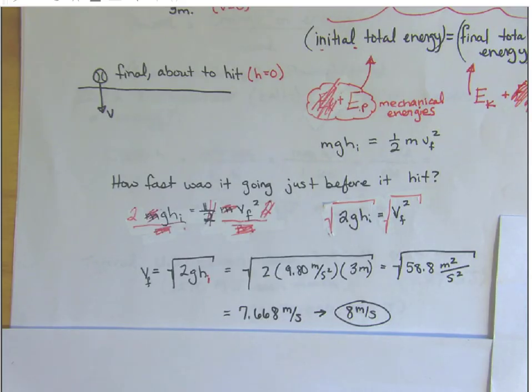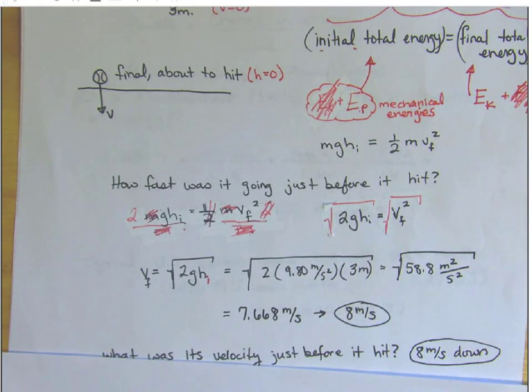Since this was a question about how fast it was going, that to me implies speed, so I don't need to give this a direction. If it had said what is the velocity it was going, you would need to add the word down just to make it a true velocity.